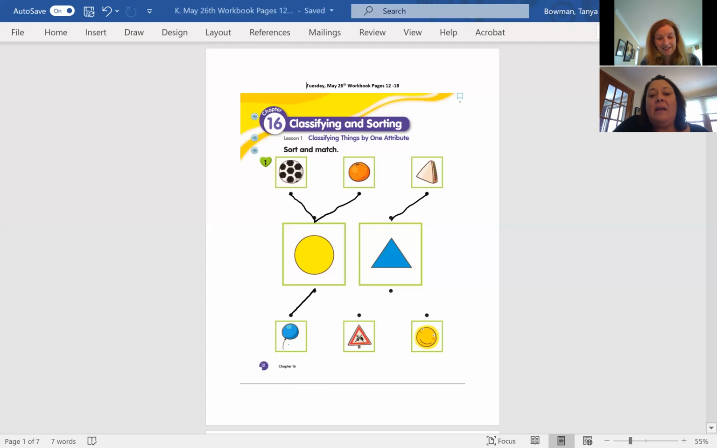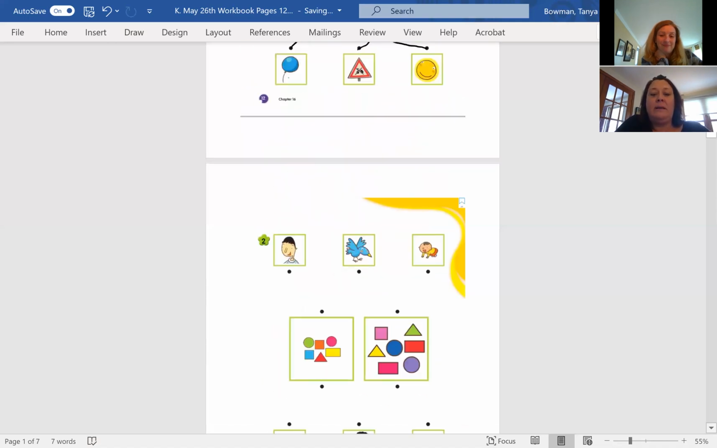Next, we have a sign that has three sides. So remember, our choices are circle or triangle. So this one would go to the triangle. And the very last one, the sunshine, is round and it's a circle. So I'm going to connect all the way over here. Okay, good job. So this page, we sorted by shape. Let's see what the next page is.